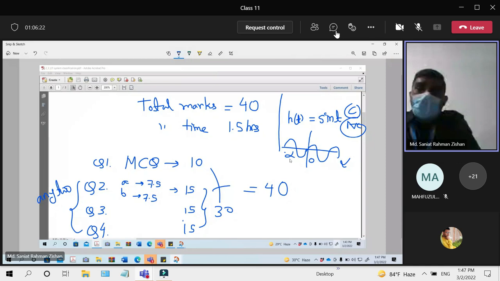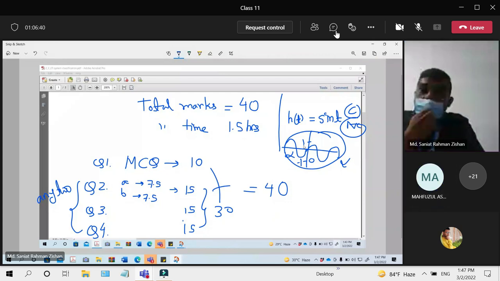Chapter 1. If I say this signal is finite or infinite duration, what will be the answer? Finite or infinite duration? Infinite duration. If I tell you this signal is a finite value or infinite value signal? Finite value signal. Yes, this is finite value.